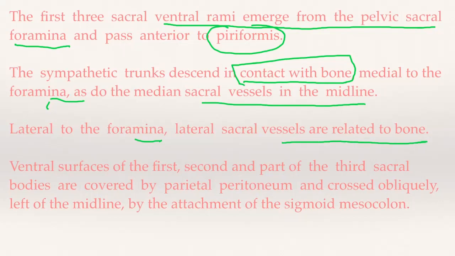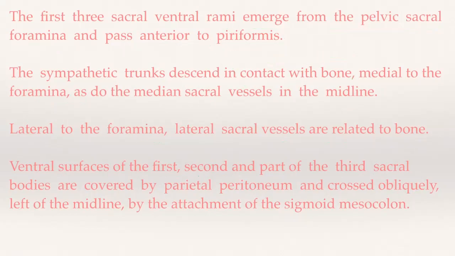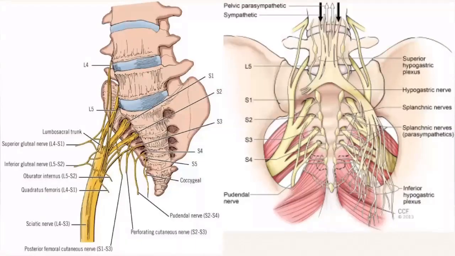Ventral surface of the first, second, and part of the third sacral bodies are covered by parietal peritoneum and crossed obliquely left of midline by the attachment of the sigmoid mesocolon. You see, 1, 2, 3, right? S1, S2, S3. They pass in front of the piriformis muscle, right? This is the piriformis muscle.